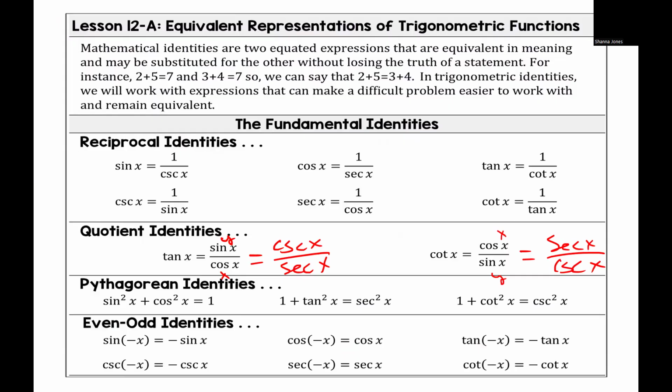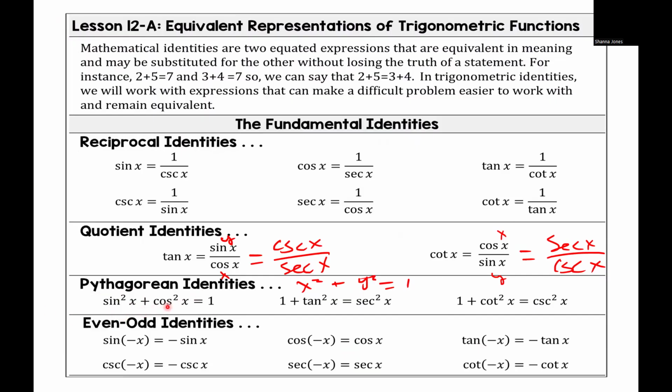Next is your Pythagorean identities. Your Pythagorean identities come from the heart of understanding that x squared plus y squared equals 1. Let me write that a little better. X squared plus y squared equals 1, right? And we know that x and y are our sine and our cosine. So using that, it comes down to being sine squared plus cosine squared equals 1. It doesn't matter that they write sine first. I don't know why they write it first, but it's the same thing.